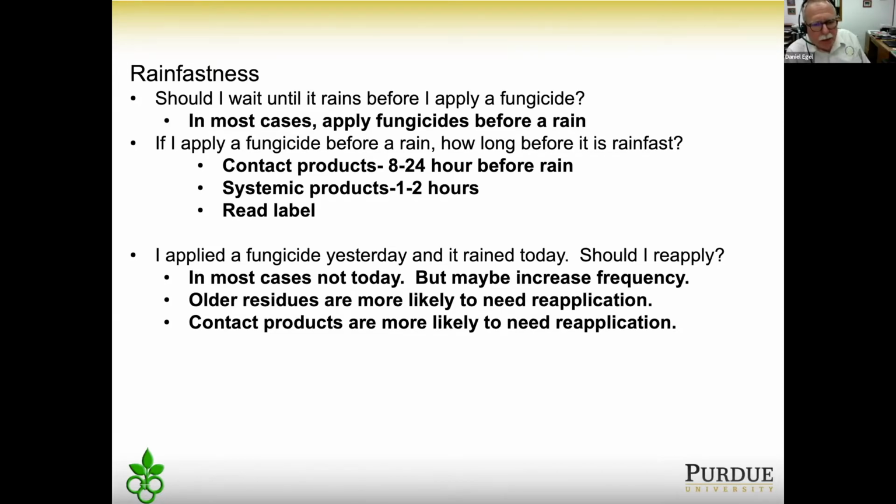Older residues are more likely to need reapplication. So if you are on a 10-day schedule and you get a really bad rain at 8 days, you might want to go ahead and reapply. And then, as we've mentioned, contact products are more likely to need reapplication than systemic products.